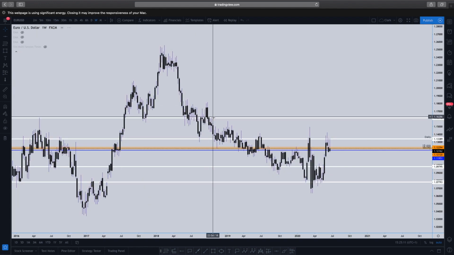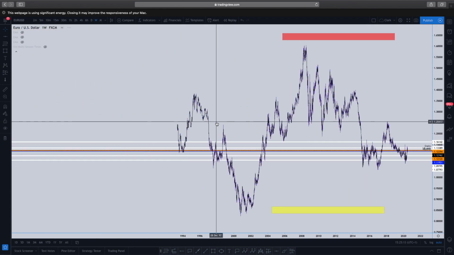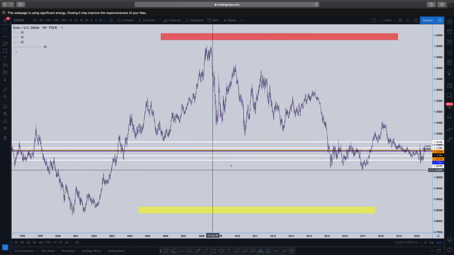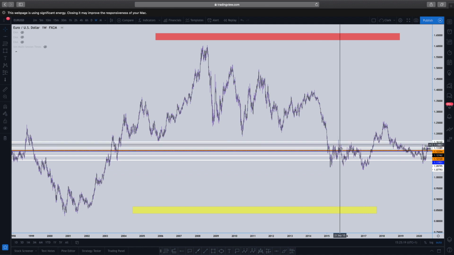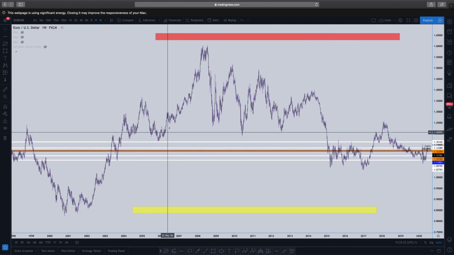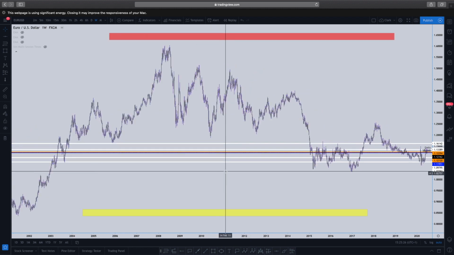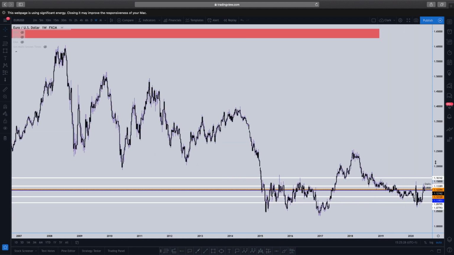But just remember, resistance is on top, support's on the bottom. You're looking for areas where price hits as resistance, hits as support. That's gonna be your support and resistance line. That's going to be where you're going to get the reactions, okay?